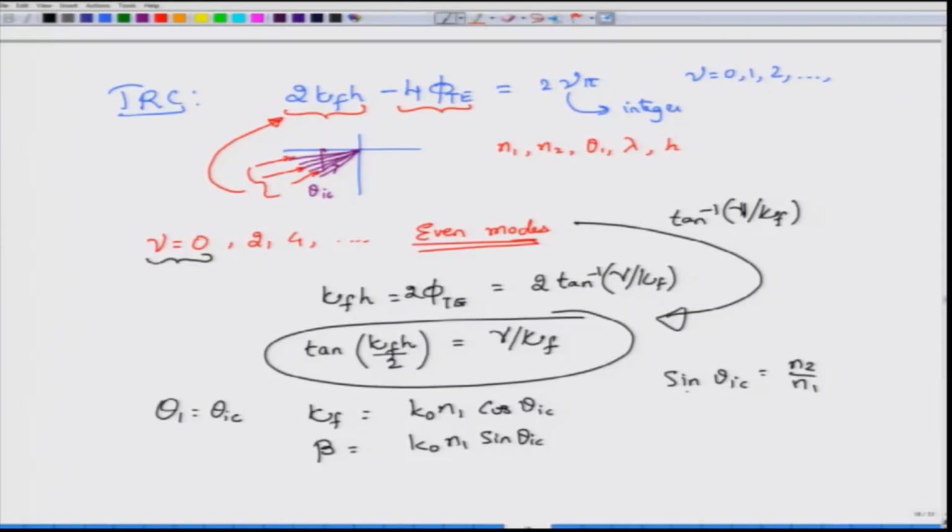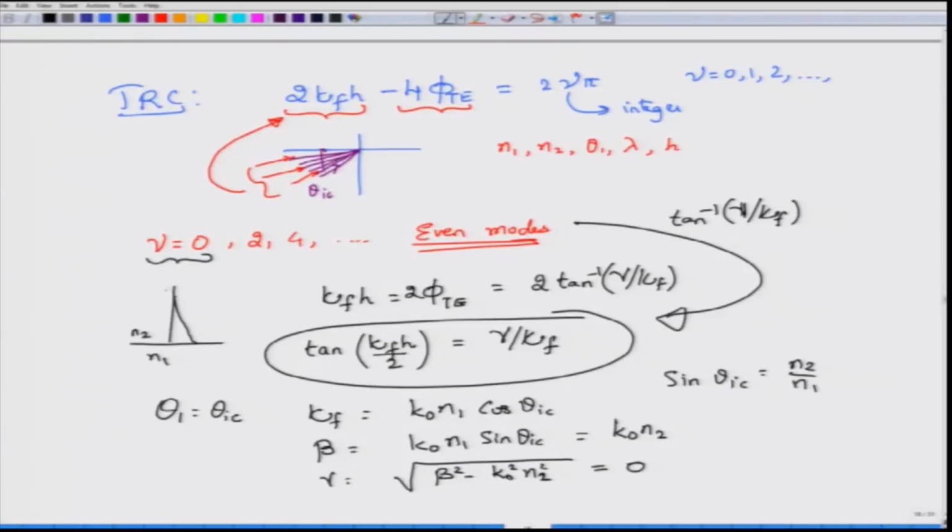So, plugging in the value of n1 sin theta c from this equation, you will see that beta has actually become k0 N2, and gamma, which is given by square root of beta square minus k0 square N2 square, actually becomes equal to 0. And gamma was the rate at which this evanescent mode was decaying in the medium which is outside the film, right.